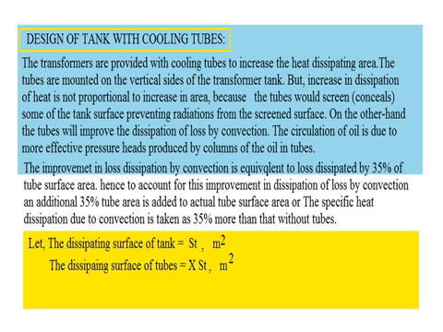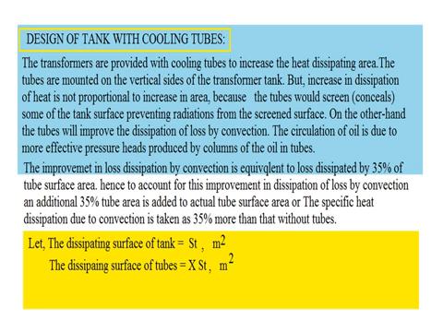By using the cooling tubes, which improve the convection process of loss dissipation, the circulation of oil is due to more effective pressure heads produced by the columns of oil in the tubes. Another important factor: how much increase in the loss dissipated? That is a 35% increase in surface area that we have to consider. Another important concept, 35% of the area of cooling tubes should be assumed to be increased. These two points you have to mention.